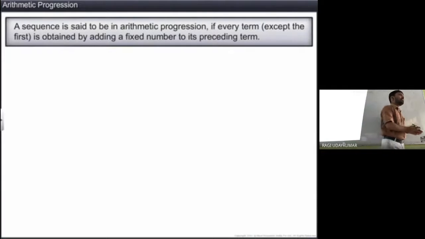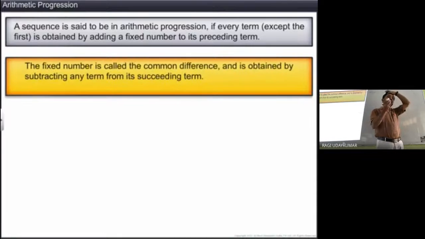An arithmetic progression is a sequence in which every term except the first is obtained by adding a fixed number to its preceding term. The first number we will not get by adding something. This is the definition of the arithmetic progression. In a sequence, we obtain every term from the second term onwards by adding something to the previous number, but the first term will be given normally. So except the first term, every term is obtained by adding some constant.